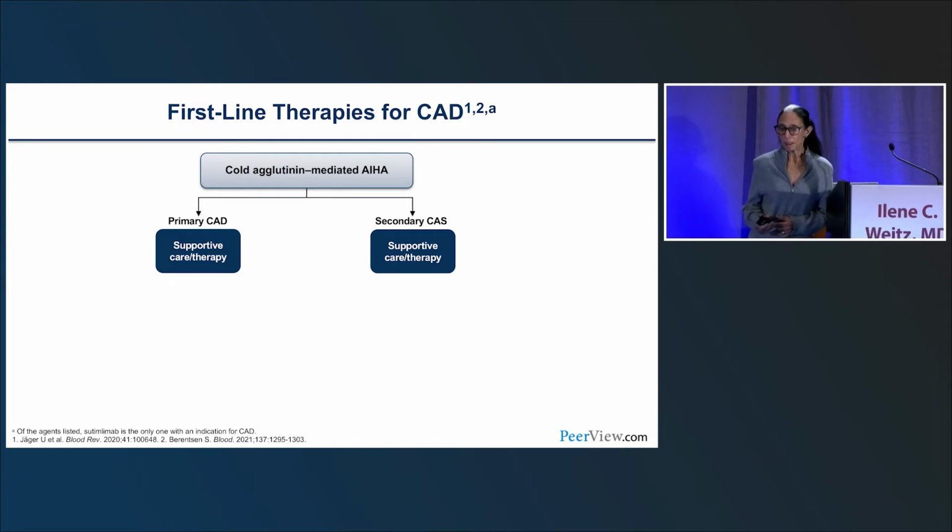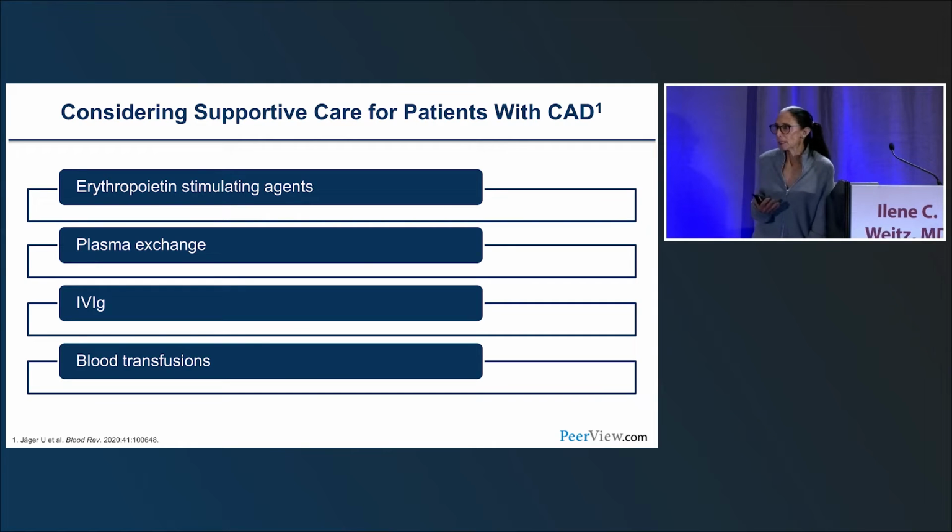So we have cold agglutinin-mediated disease. You really need to determine whether it's primary or secondary. There are a variety of other supportive measures we could consider, including ESAs. Now, it depends obviously on the retic response. In this particular patient, the retic response was not particularly good, so you could consider using an ESA. And these, again, tend to be older patients, and their kidney function may not be as good, and so there may be a role for ESAs.